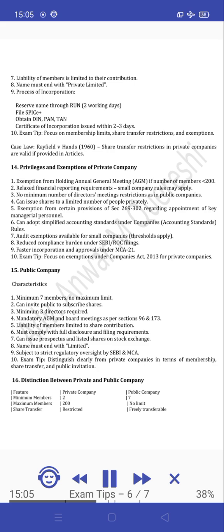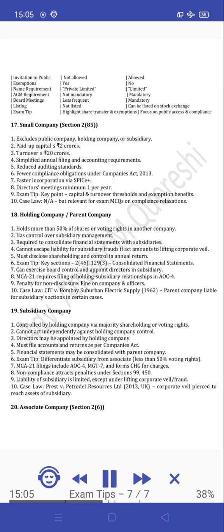16. Distinction between private and public company. Feature. Private company. Public company. Minimum members. 2. 7. Maximum members. 200. No limit. Share transfer. Restricted. Freely transferable. Invitation to public. Not allowed. Allowed. Exemptions. Yes. No. Name requirement. Private Limited.